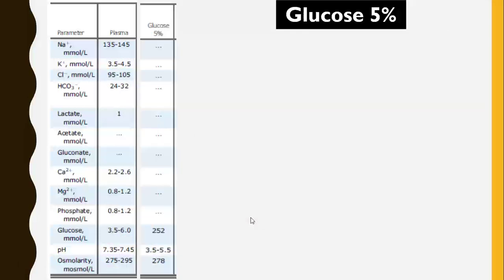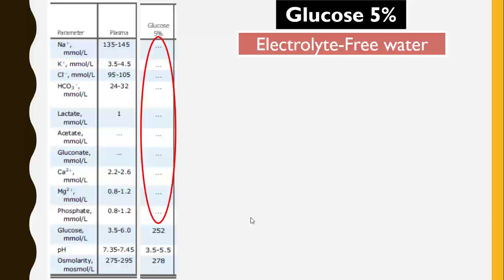So this is solution number 2, glucose 5%. The glucose 5%, as we see here, is an electrolyte free water. There is no sodium, no potassium, no chloride, no buffer, only glucose 5%. So each cc of this fluid contains 5 grams of glucose, or 1000 contain 50 grams of glucose.